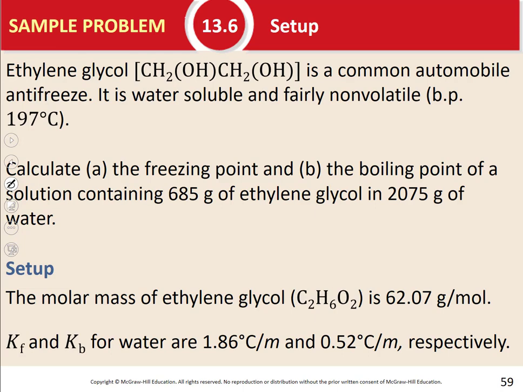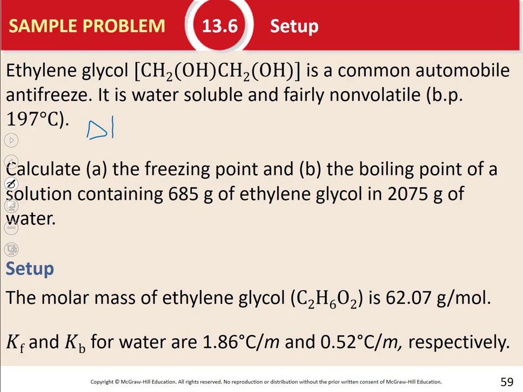So we want to calculate the freezing point and the boiling point of a solution containing 685 grams of ethylene glycol in 2,075 grams of water, given that the molar mass of ethylene glycol is 62.07 grams per mole, and the Kf and Kb for water straight out of that table, 1.86 and 0.52 degrees Celsius per molal.